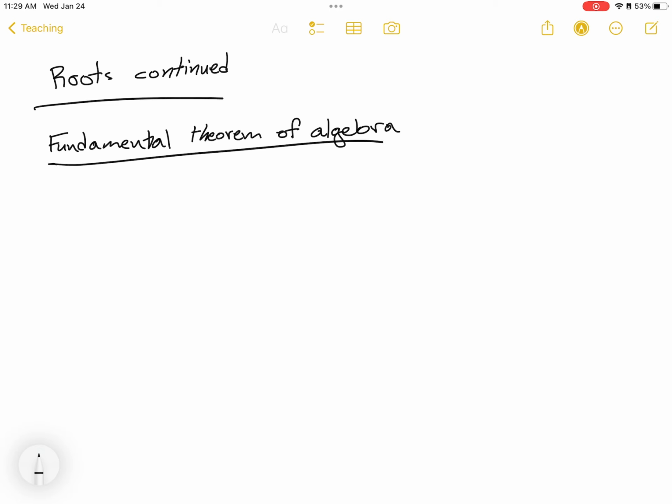And the fundamental theorem of algebra is that a polynomial of degree n has exactly n roots.